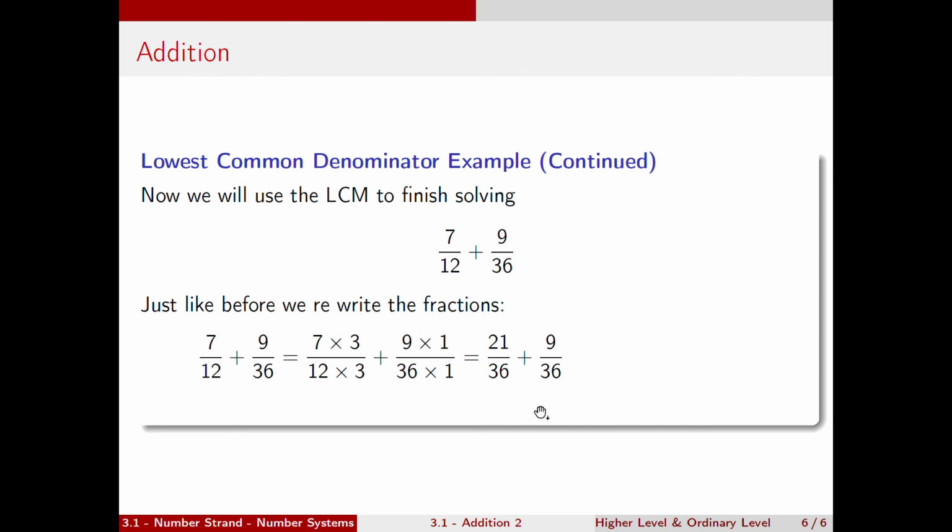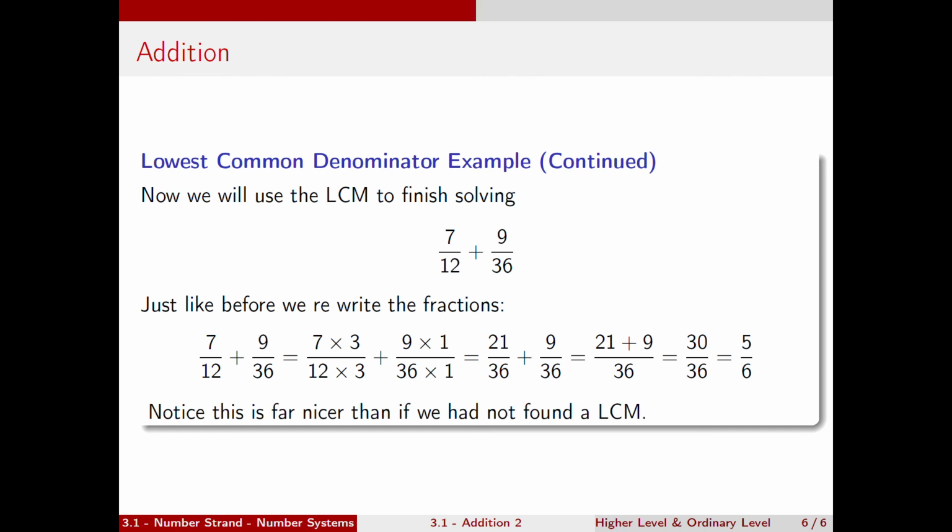So we can see here again we have our 36 on the bottom of both fractions, meaning we can write this as 21 plus 9 all over 36. This gives us 30 over 36, which can be simplified to 5 over 6. So this is far nicer, we can see, than if we had not found the lowest common multiple. If we had instead multiplied 12 by 36, we would have had to deal with a lot bigger numbers and adding a lot bigger numbers together.